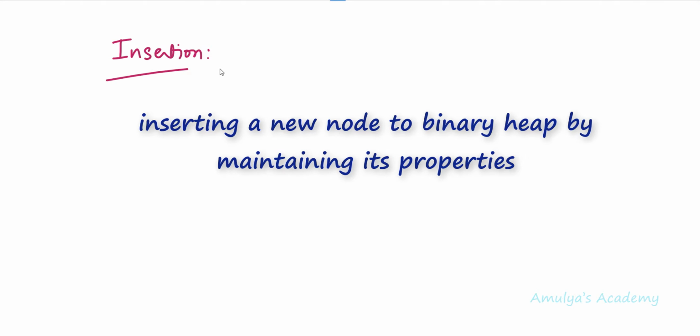Okay, so next let's move on to the next operation of the binary heap, that is the insertion operation. The process of inserting a new node to a binary heap while maintaining the binary heap property is called the insertion operation. That is, when I insert a new node to a binary heap, I need to be careful about the binary heap property. Here the task is to insert the new element to the binary heap, maintaining the heap properties. We need to maintain the complete binary tree structure as well as the heap order property.